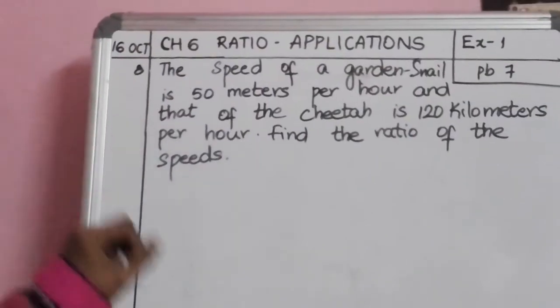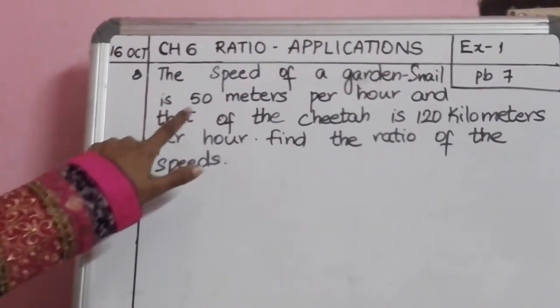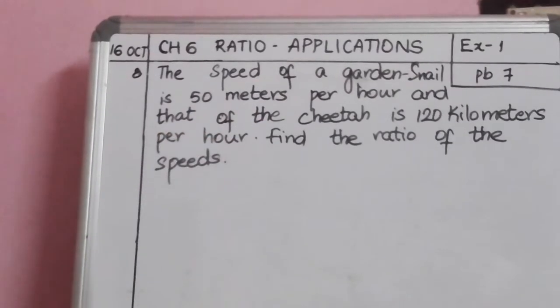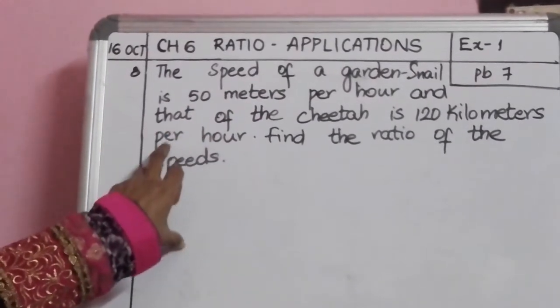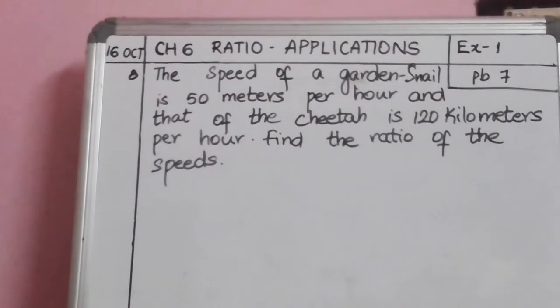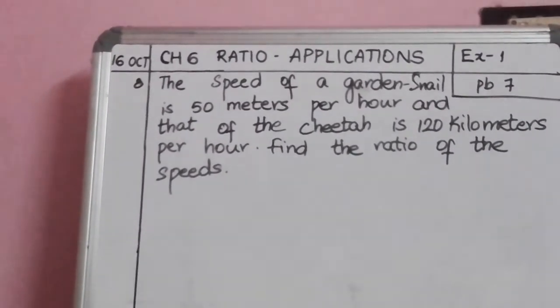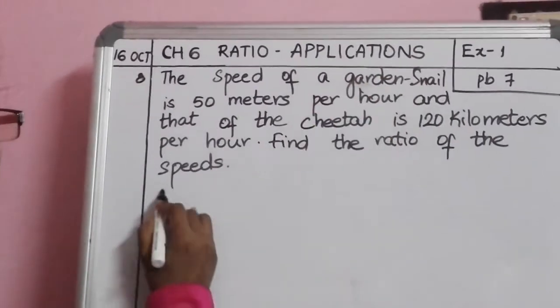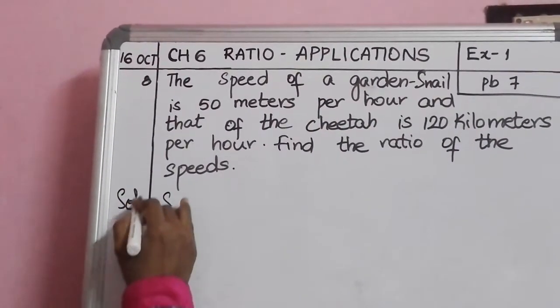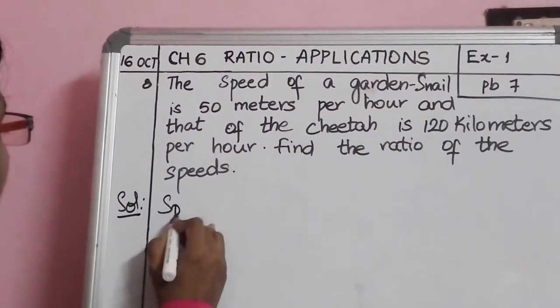Okay, let us do the 8th problem. The speed of a garden snail is 50 meters per hour and that of the cheetah is 120 kilometers per hour. Find the ratio of the speeds. Okay, speed of garden snail. Let us solve this. Let us write what is given.